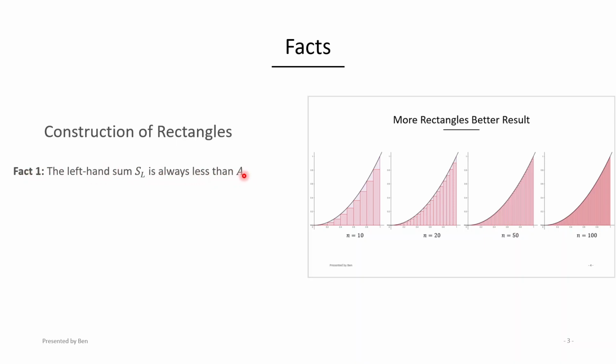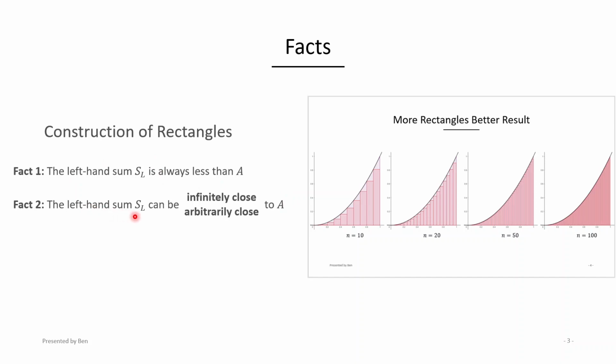No matter how many rectangles we have, there will always be a difference between SL and the number A. Second, we also notice that although SL is less than A, it is getting closer and closer if we build more rectangles, and we can always build more. Just because we can build any number of rectangles, I would say here the total area, the left-hand sum, SL, can get infinitely close or arbitrarily close to the purple area A.